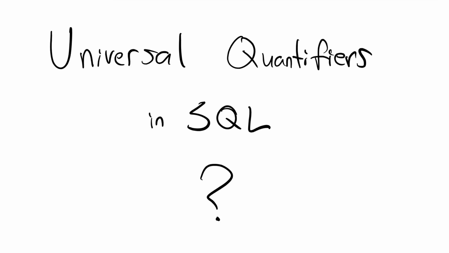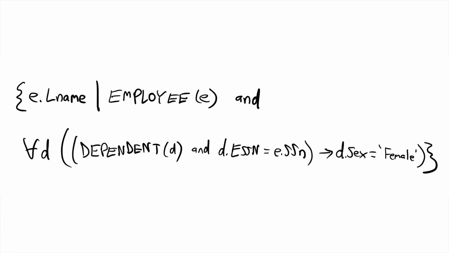How do we use universal quantifiers in SQL? In relational calculus, we use universal quantifiers to apply a condition to an entire group of things. For example, we might want to find the names of employees who have only female dependents. So we might write something like this. But how do we translate this into SQL?